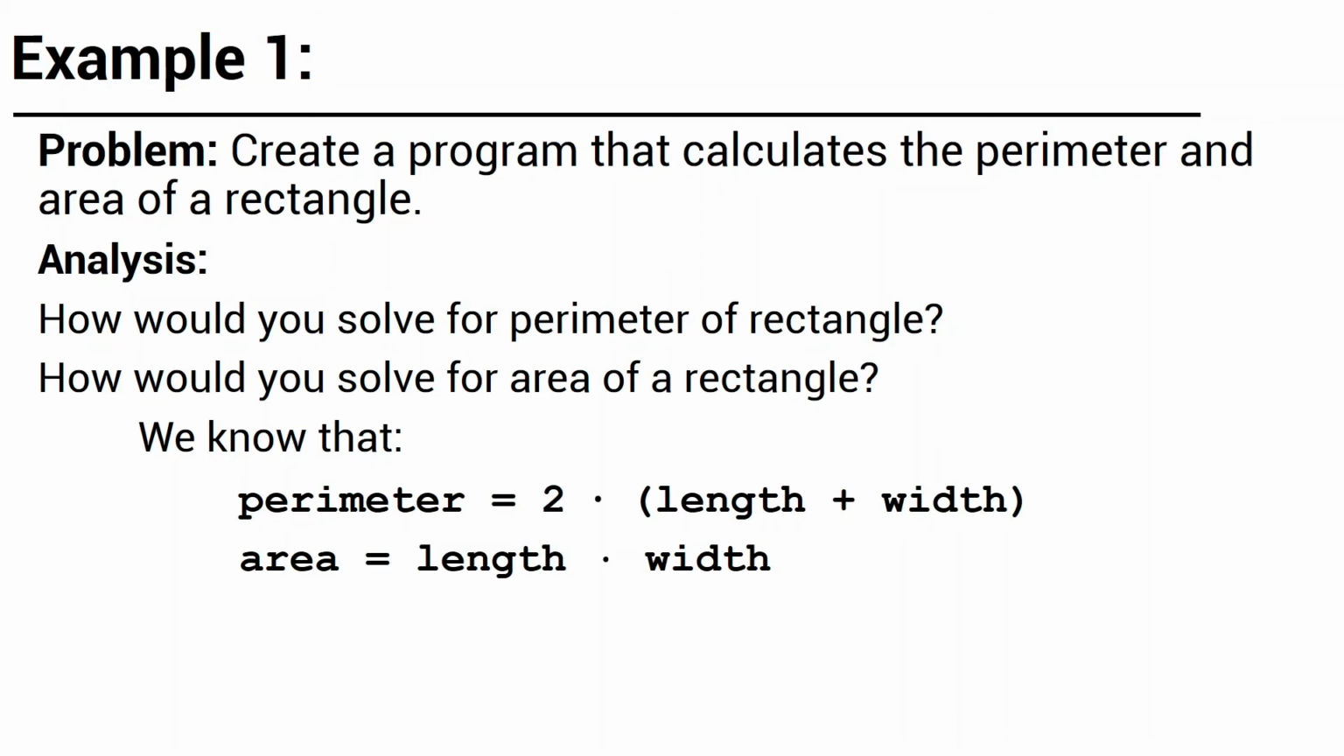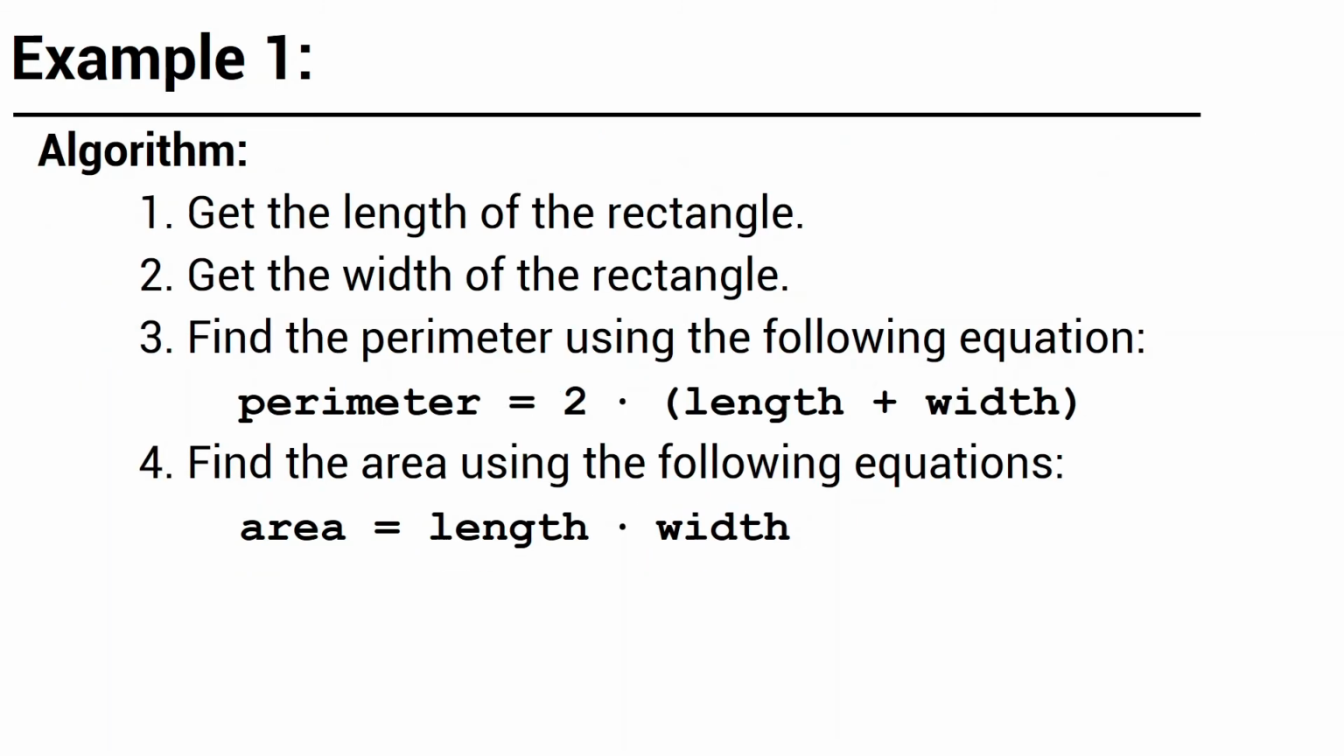So we should take note that we have two variables needed to solve for perimeter and area. We have the length and the width. Now to create the algorithm, so first is we get the length of the rectangle, then we get the width of the rectangle, then we will be finding the perimeter of the rectangle using the equation perimeter is equal to 2 times length plus width, and lastly find the area using the equation area is equal to length times width.